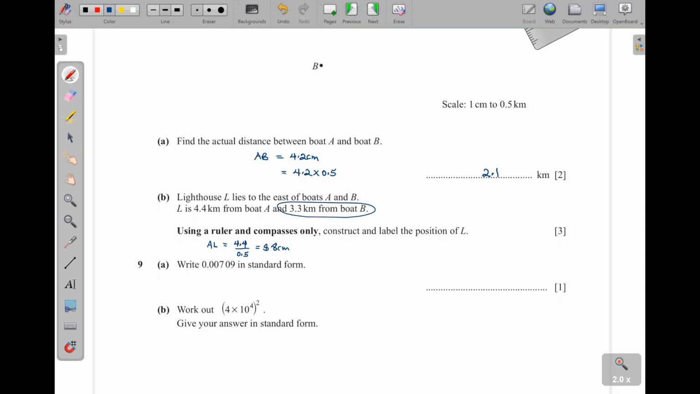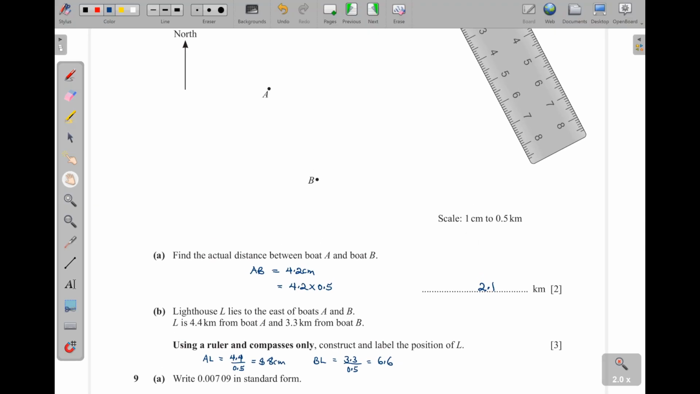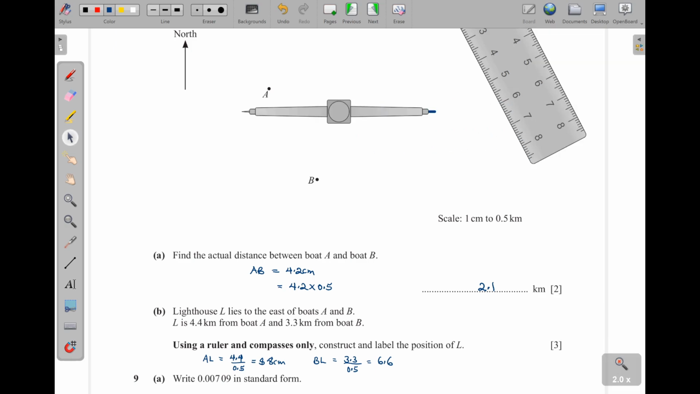And then there is BL. So BL is going to be equivalent to 3.3 divided by 0.5, which is 6.6. They said using a ruler and compasses only. So what you can do here is, now since my compass here has gotten the measurements there, I'm not going to use the ruler. Okay, but you're supposed to get your compass. Okay, you stretch it on a ruler.